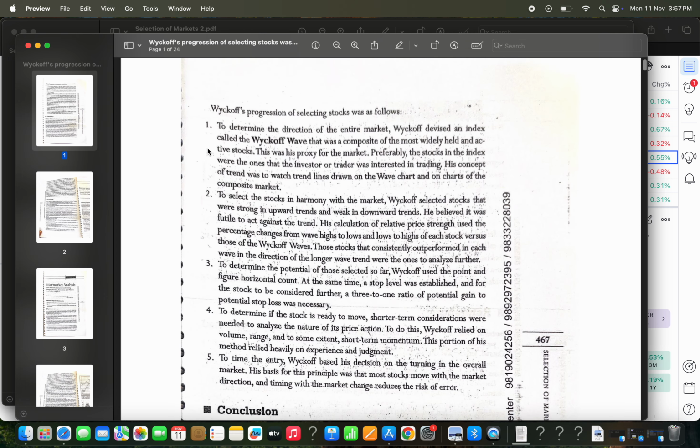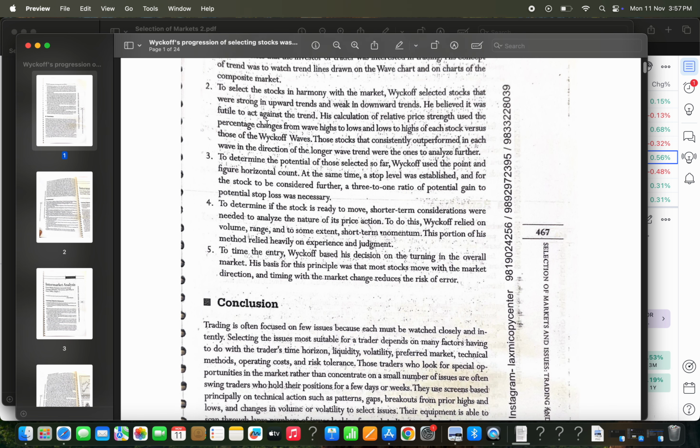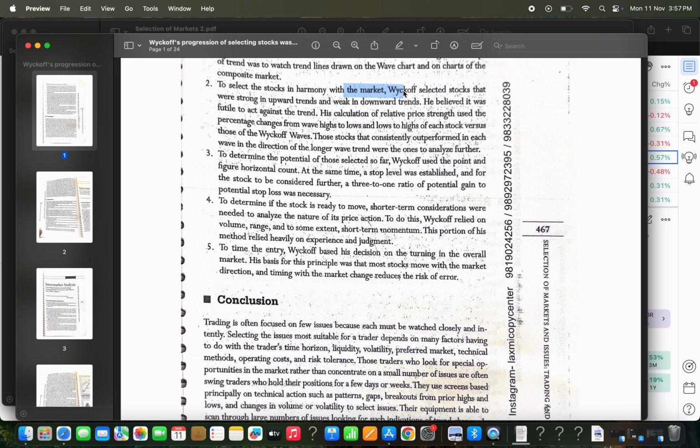So, speaking of Wyckoff, to determine the direction of the entire market, Wyckoff devised an index called the Wyckoff wave that was a composite of the most widely held and active stocks. This was his proxy for the market. Preferably, the stocks in the index were the ones that the investor or trader was interested in trading. His concept of trend was to watch trend lines drawn on the wave chart and on the charts of the composite market. To select stocks in harmony with the market, Wyckoff selected stocks that were strong in upward trends and weak in downward trends. He believed it was futile to act against the trend.